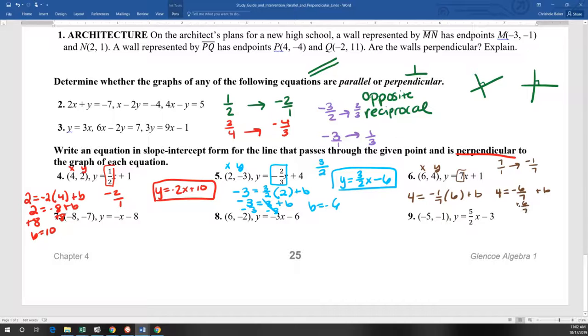Add 6/7 to both sides. Now we have to get a common denominator. 4 is the same thing as 28/7. So adding my numerators together is 34/7, and that's my b. So y equals mx plus b. Super fun.